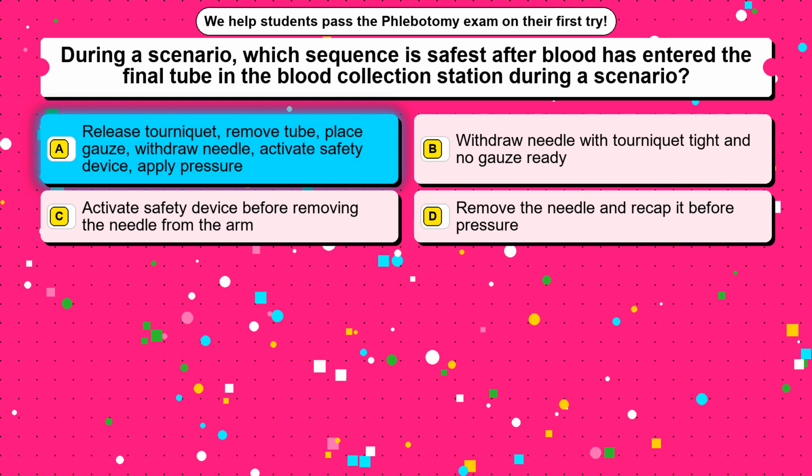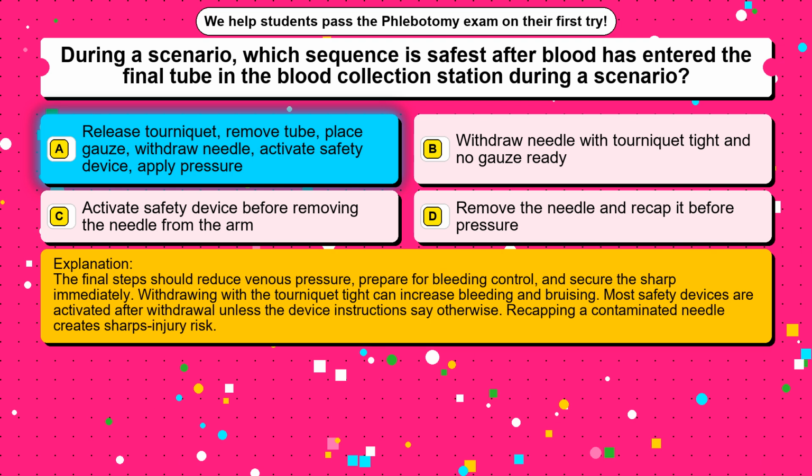Release tourniquet, remove tube, place gauze, withdraw needle, activate safety device, apply pressure. The final steps should reduce venous pressure, prepare for bleeding control, and secure the sharp immediately. Withdrawing with the tourniquet tight can increase bleeding and bruising. Most safety devices are activated after withdrawal unless the device instructions say otherwise. Recapping a contaminated needle creates sharps injury risk.